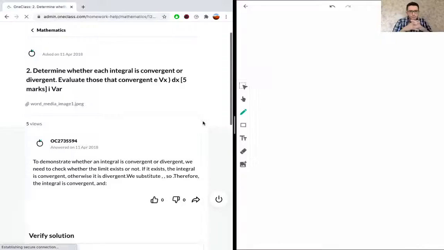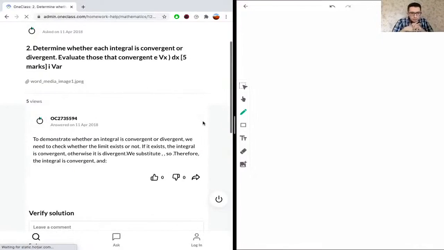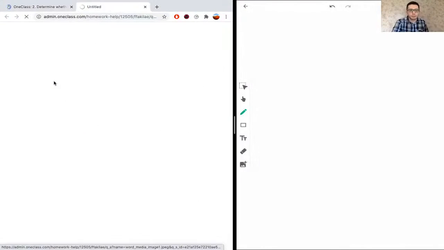So here, the next question that we have is asking us to determine whether each integral is convergent or divergent. Evaluate those that are convergent. So here's an image that we can see. Maybe it's giving us more information.